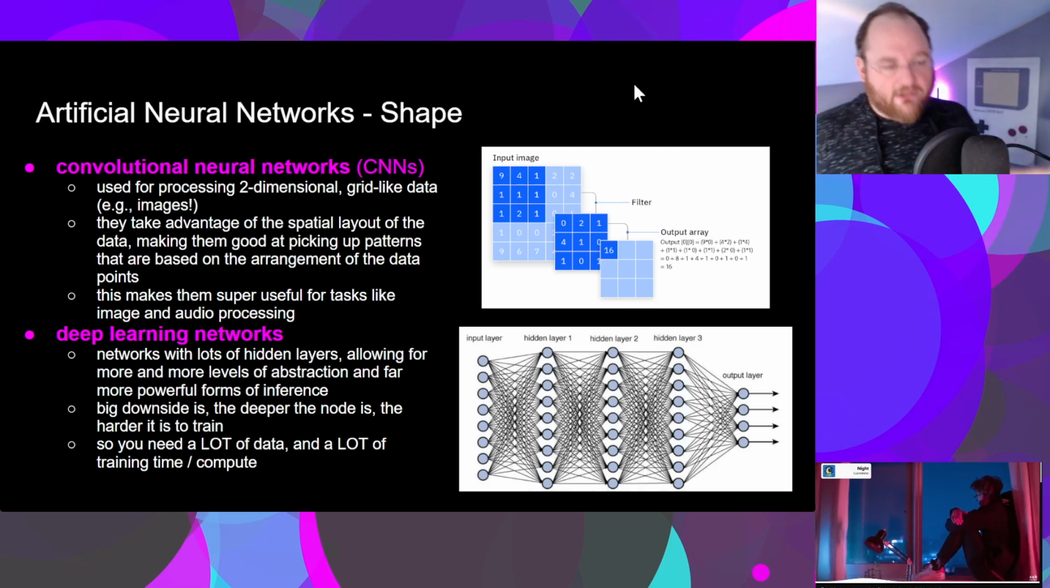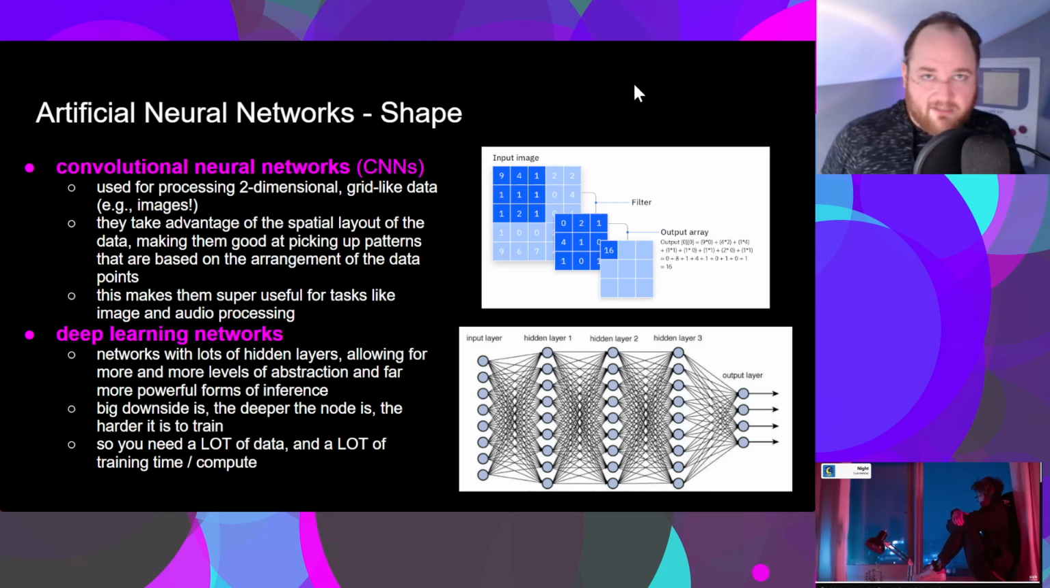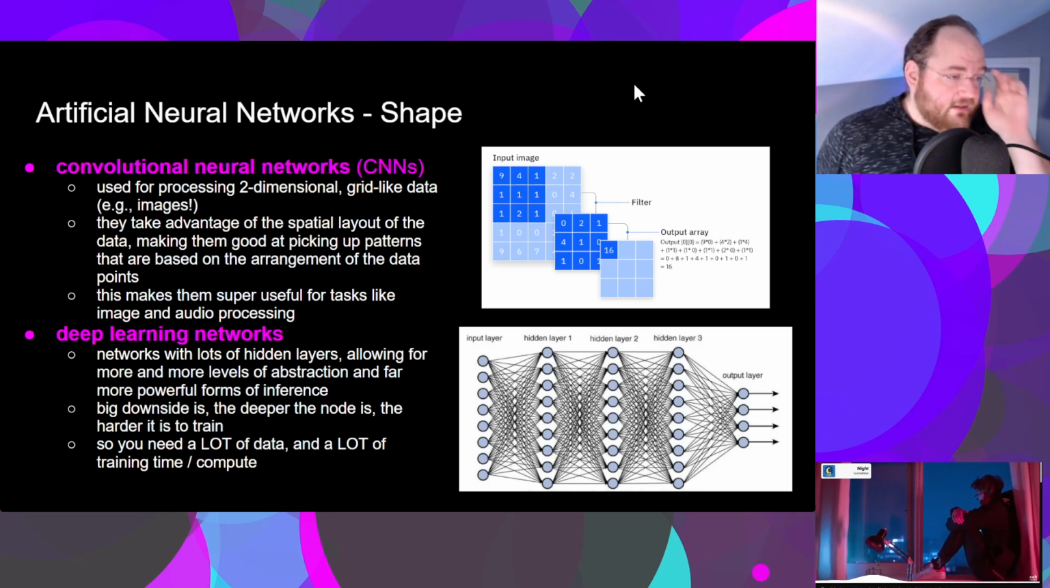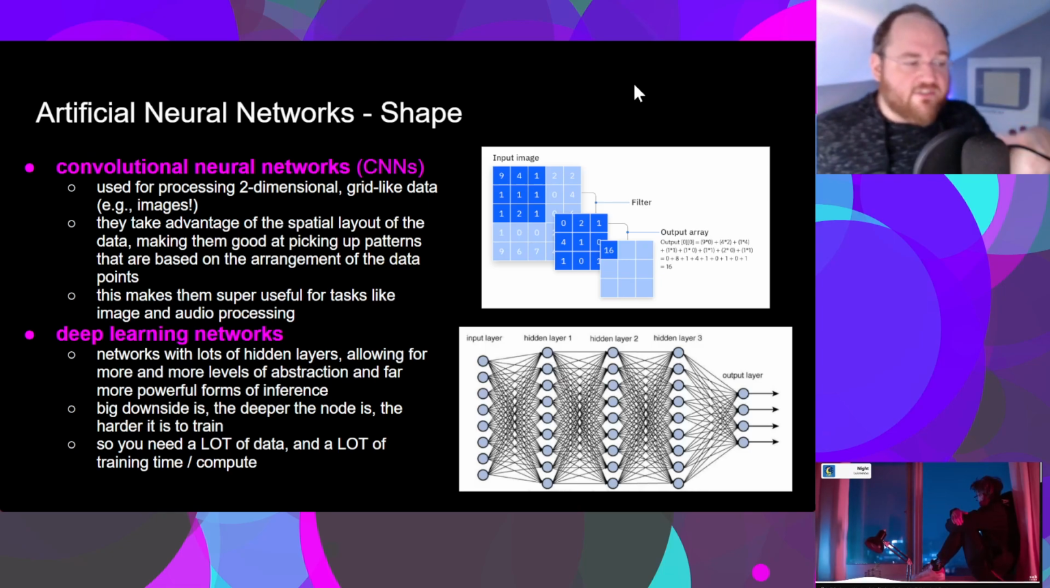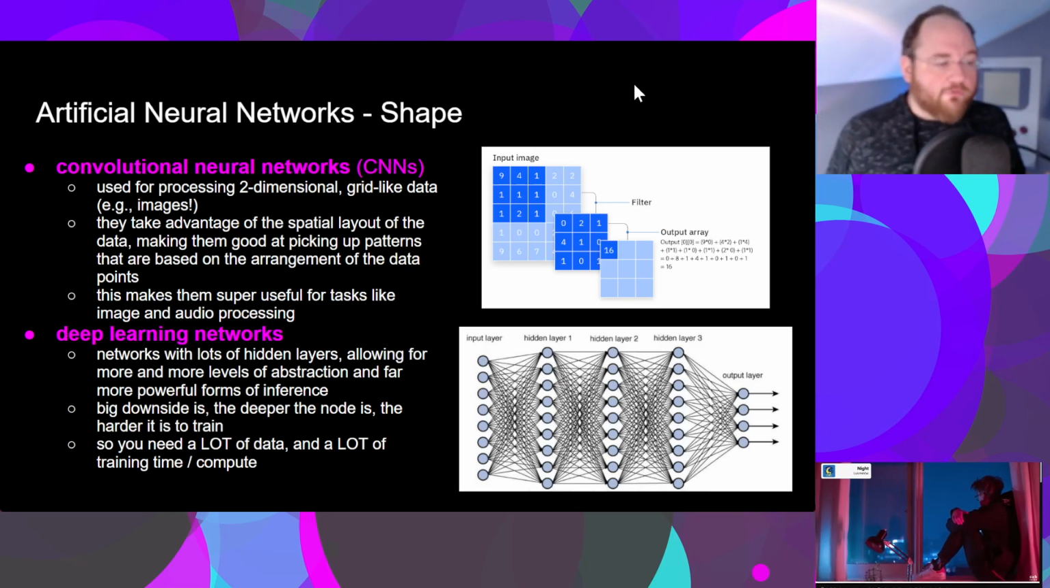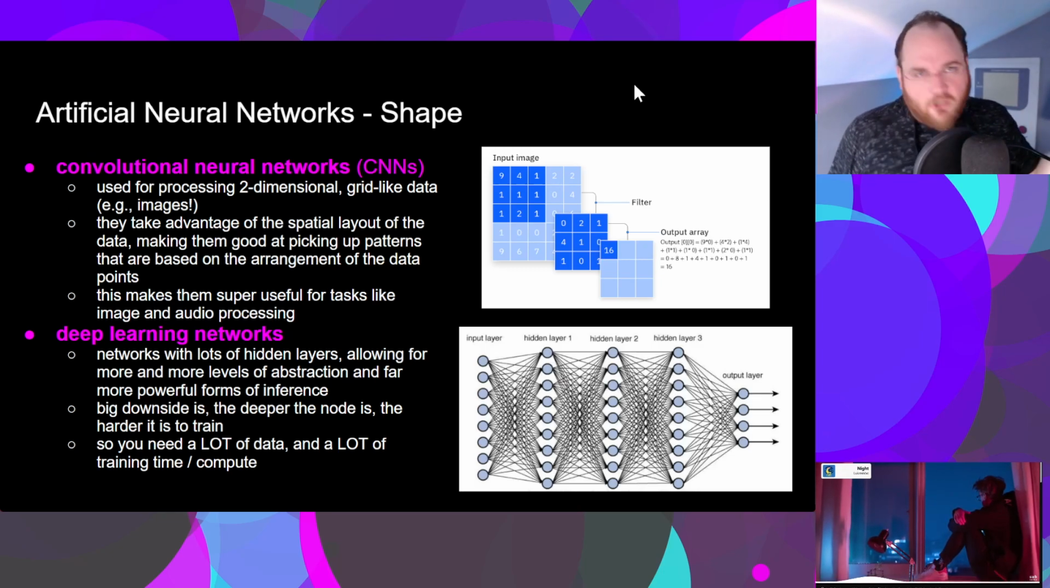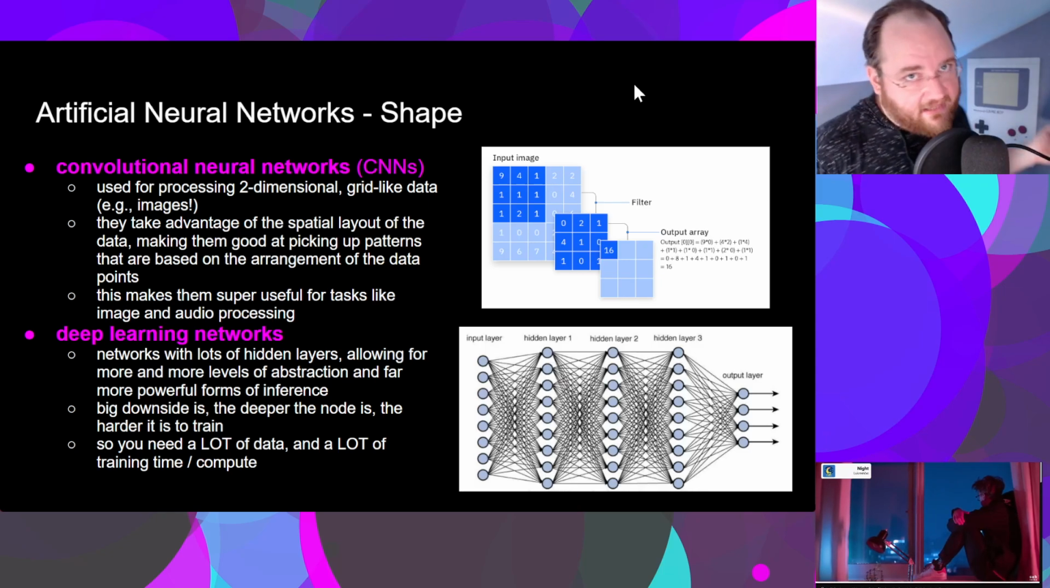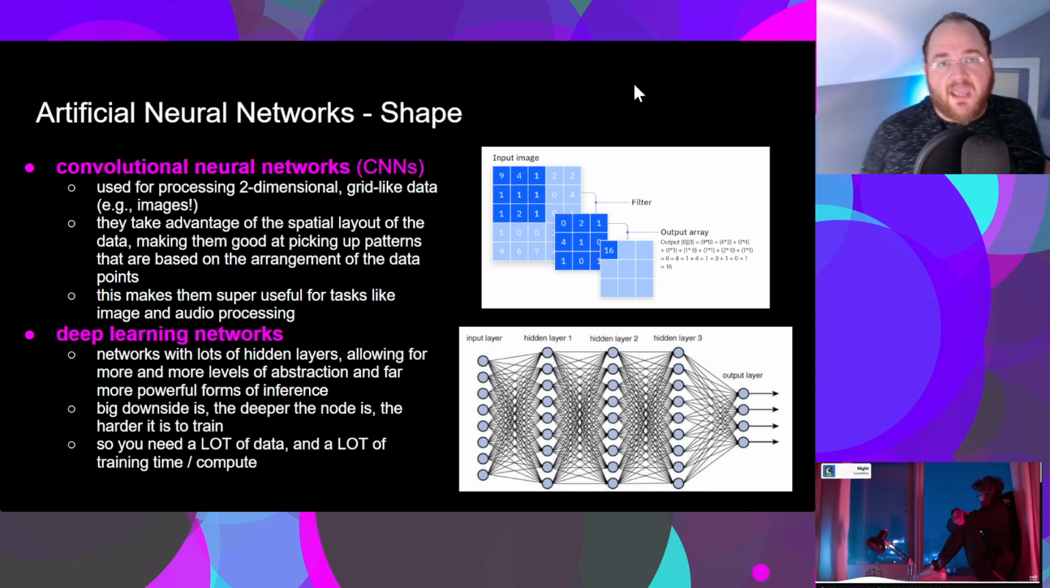Then we get to deep learning networks, and this is where all those hidden layers come in. Lots and lots of hidden layers, in fact. This is what allows for huge levels of abstraction and powerful forms of inference in the models. All the modern AI stuff you're seeing lately is deep in this way.